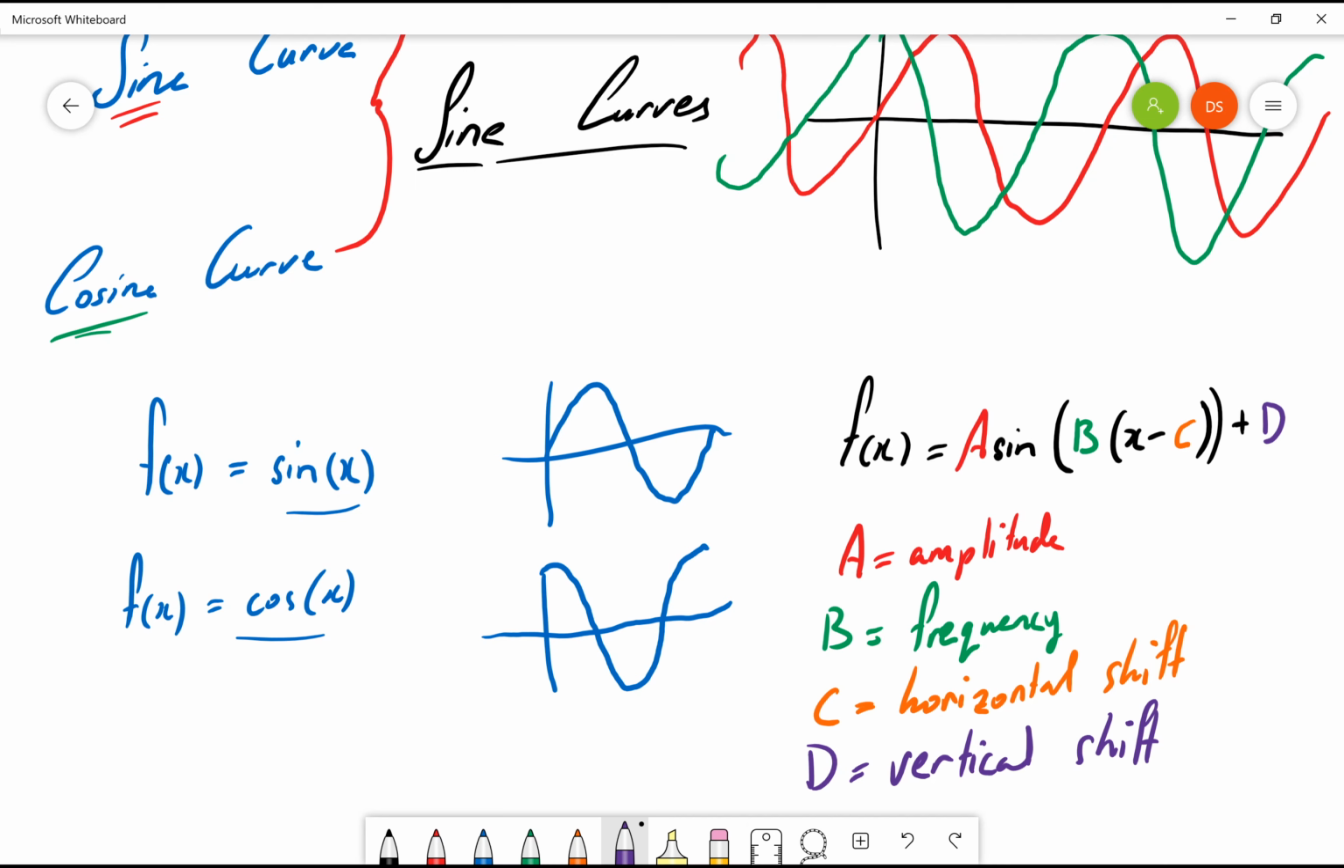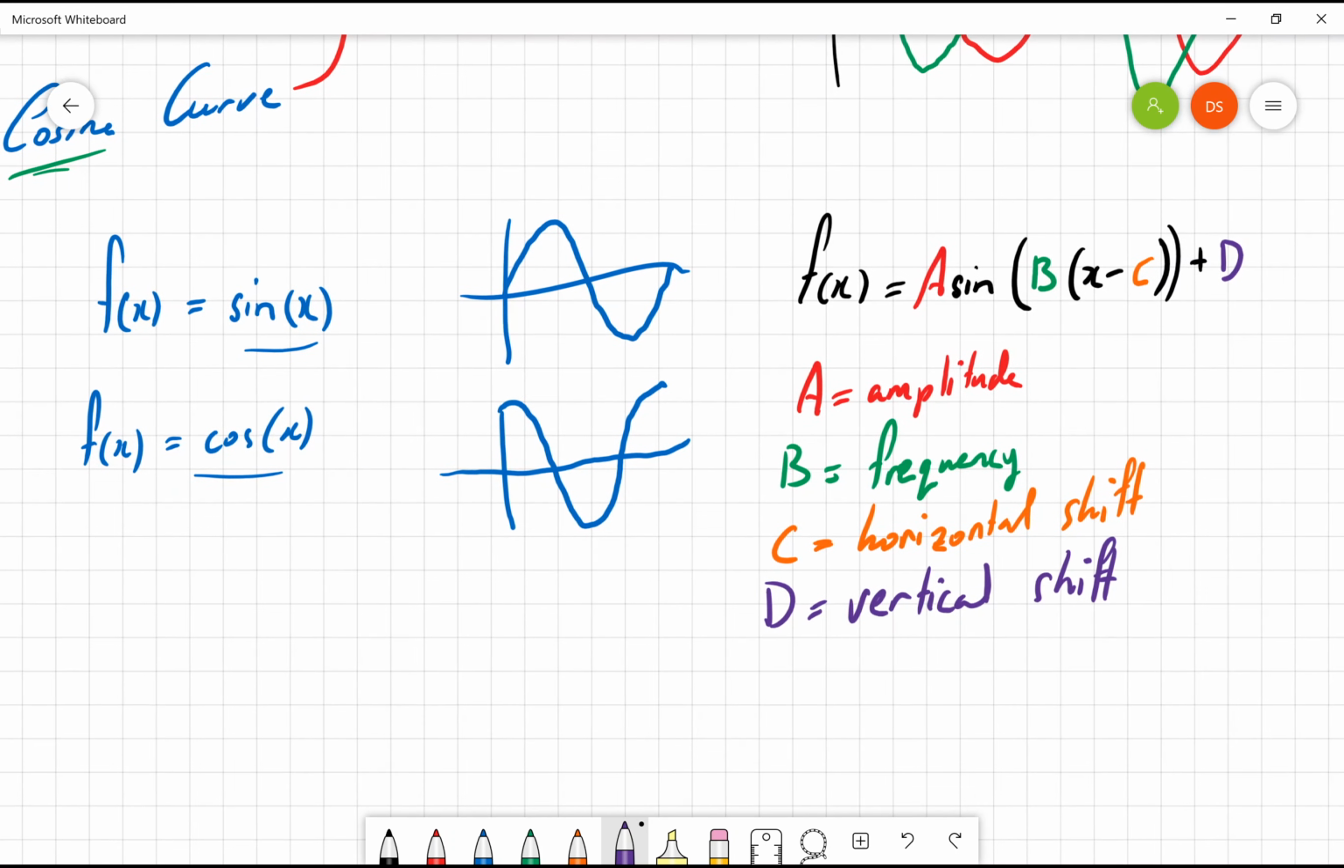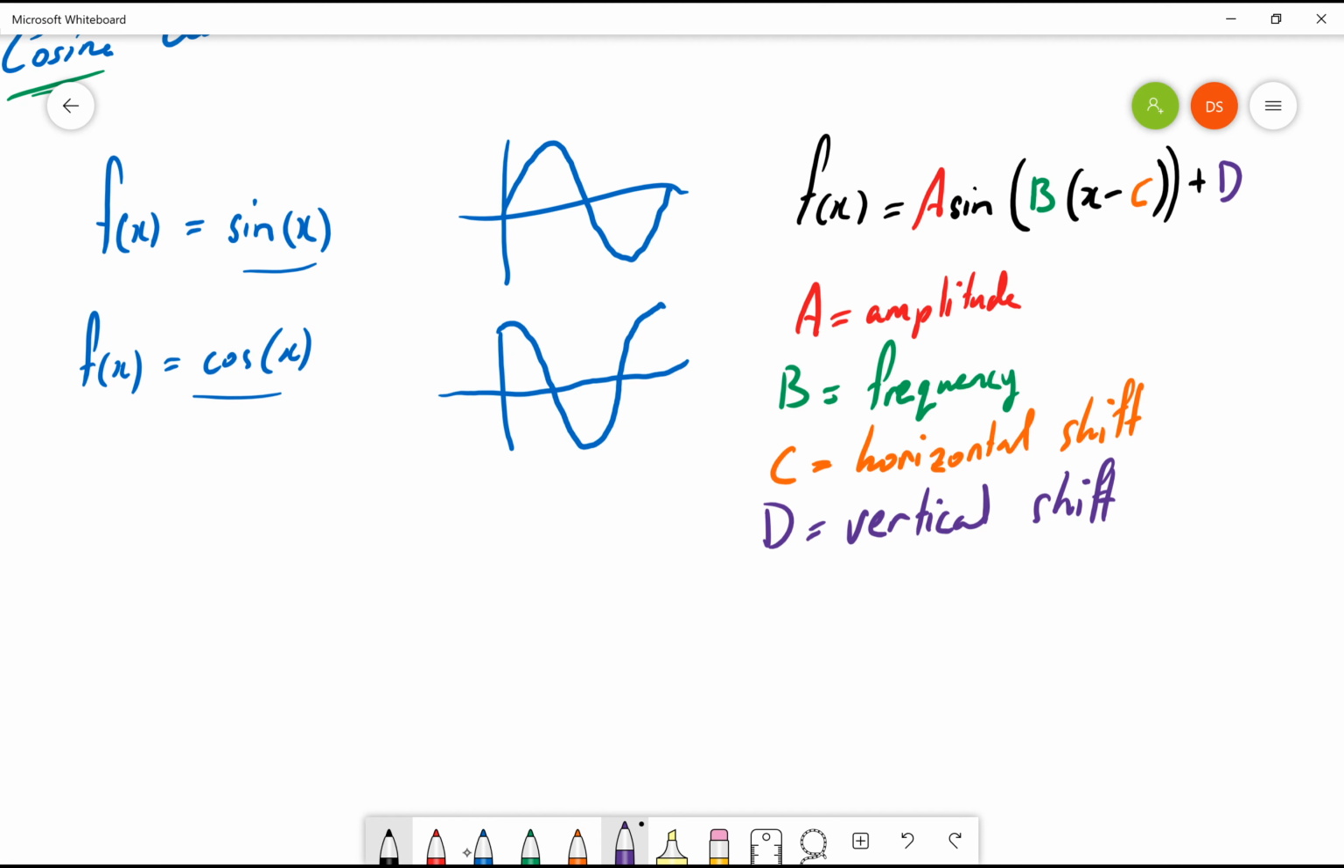So unlike the parabolas, cubics, and stuff, there's a lot of elements happening here, and so this can get really, really confusing. So what I'm going to say is, let's model. Let's set C to 0 and D to 0. So let's not do any shifts, and then let's just look at how A and B function.